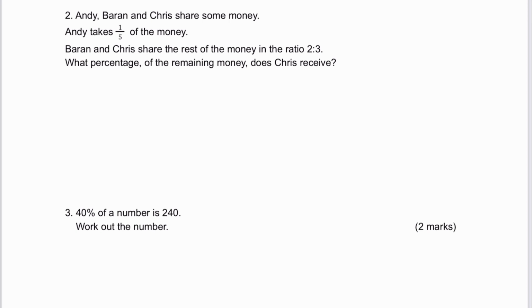Please do stop the video, have a go at each of these questions. Okay, so Andy, Baran and Chris share some money. Now I noticed in the question that it talks about percentages, so the easiest thing for me is I'm actually going to say that they've shared £100. So there's £100. Okay, now Andy takes 1/5 of the money, so in other words he takes 20%. So what's left is going to be £80 left.